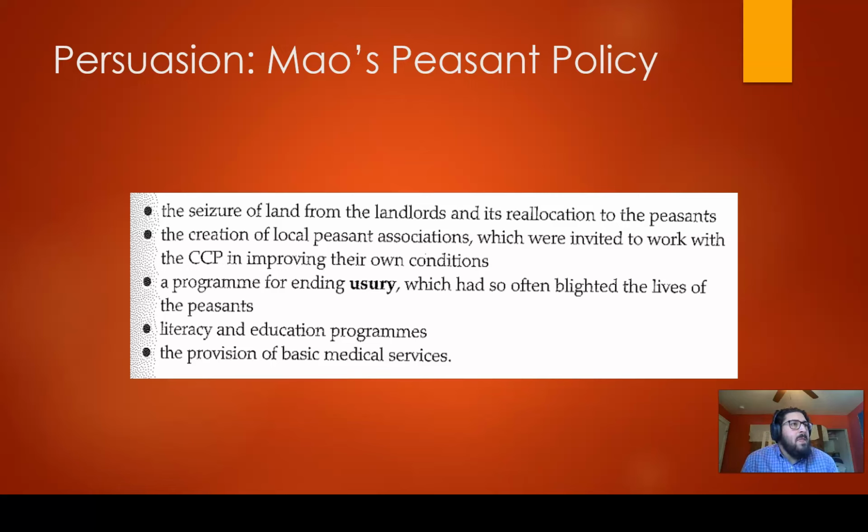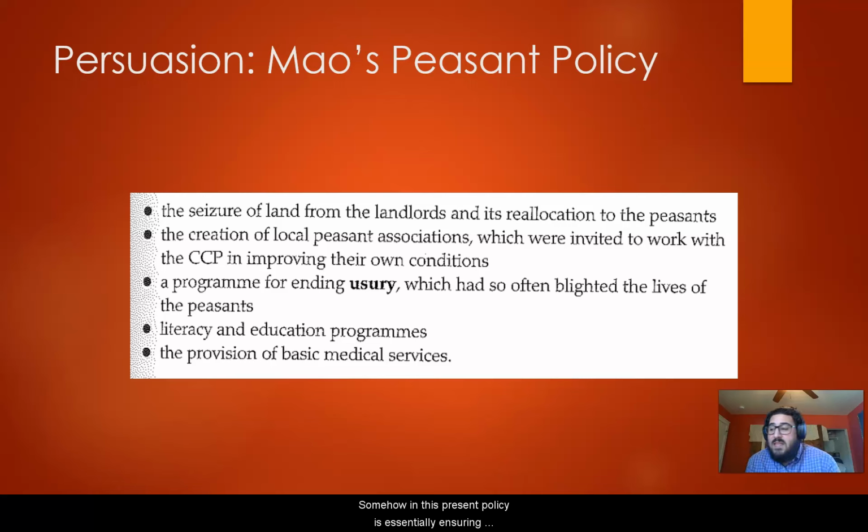Now, this persuasion worked very well, because if you give somebody everything they could possibly ever dream of, and things that they didn't think they would ever get, like education, like land, like these things that were essentially basic needs, you're going to have a dedicated voter, a dedicated supporter for life.